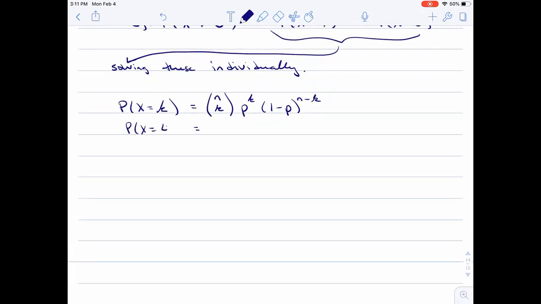So the probability that X is 4 is going to be, well, N is 5. We already decided that. And now K is 4. So 5 choose 4. P, we already said, was 0.56 to the power of K, which is 4, times 1 minus 0.56 to the power of 5 minus 4. Can simplify this a bit. We'll start with 5 choose 4 and just get 5.